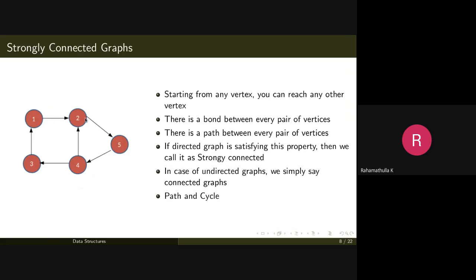So, the sequence of edges from a vertex to another vertex is known as a path, and a path starting from a particular vertex and reaching back to the same vertex is known as a cycle. For example, 1, 2, 5, 4, 3, and 1. It's a path as well as a cycle. So the sequence of edges from one vertex to another vertex is known as a path, and a sequence of edges from one vertex to the same vertex is known as a cycle.